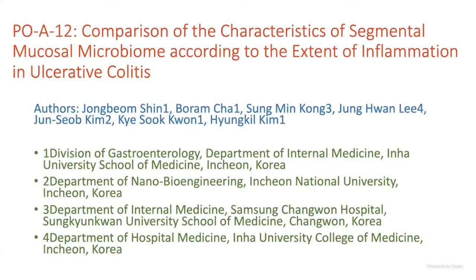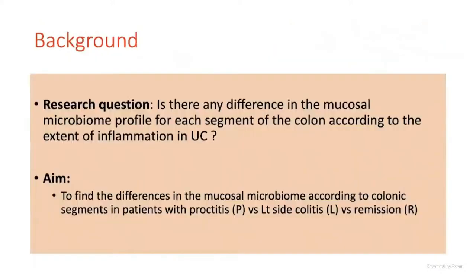So this study compared the characteristics of segmental mucosal microbiome according to the extent of inflammation in the colon. This was from Korea. The research question by the authors was, is there any difference in the mucosal microbiome profile for each segment of the colon according to the extent of inflammation? So they included two features, the colonic segments and the presence or absence of inflammation, or the extent of inflammation, in patients with ulcerative colitis. The aim was to find the differences in the mucosal microbiome according to the colonic segment in patients with proctitis, left-sided colitis, and remission.